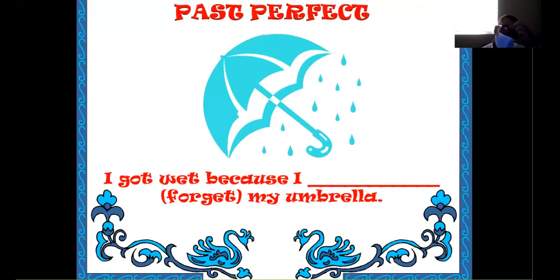I got wet because I forgot my umbrella. I got wet because I had forgotten. First, I had forgotten my umbrella. I got what? I got wet. Then I got wet because I don't have an umbrella. If I had an umbrella, I wouldn't, of course, get wet. So I got wet because I had forgotten my umbrella.